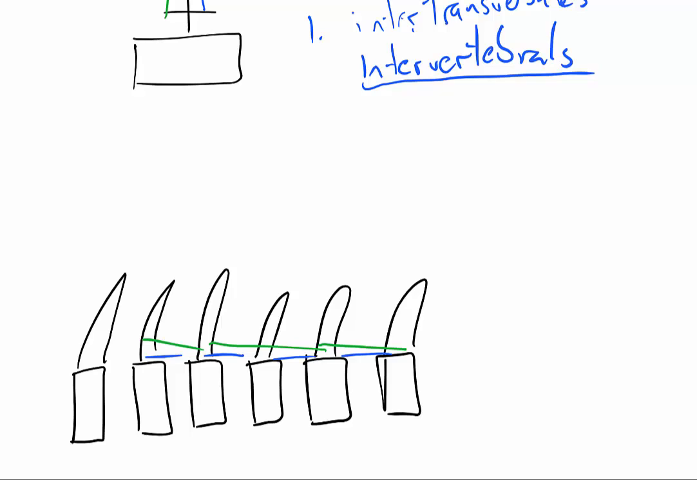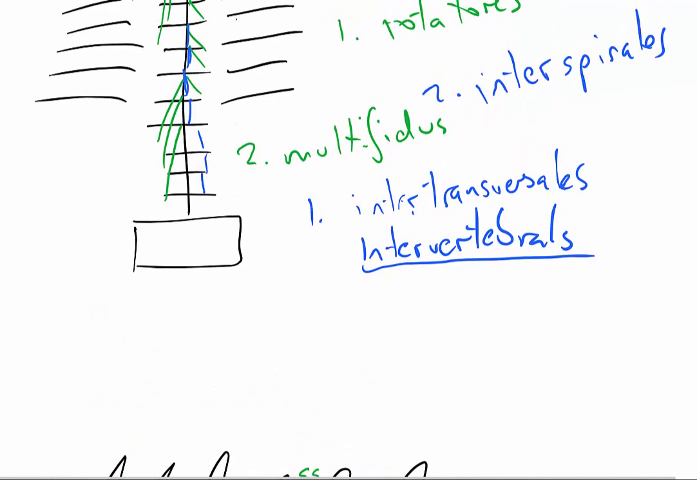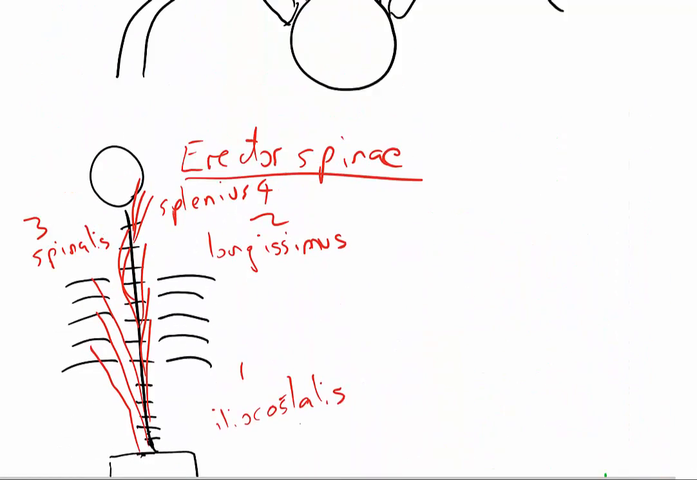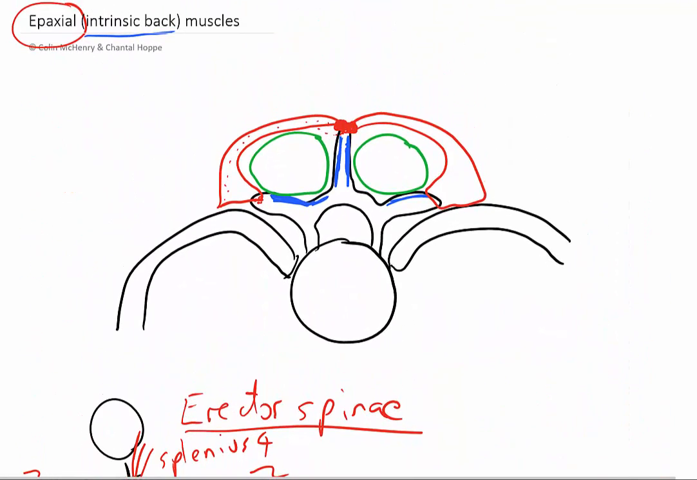That would be rotatories because they're very short, or if we're going slightly longer, so we're skipping a segment as we go, then it's multifidus. So there's multifidus. That's rotatories. And if we're skipping lots of segments, then we're superficial and we're semispinalis. Makes sense to have the shorter fibers deepest. That's the basic setup of the epaxial or the intrinsic back muscles.